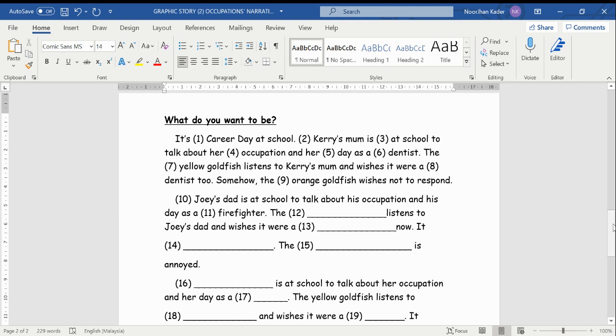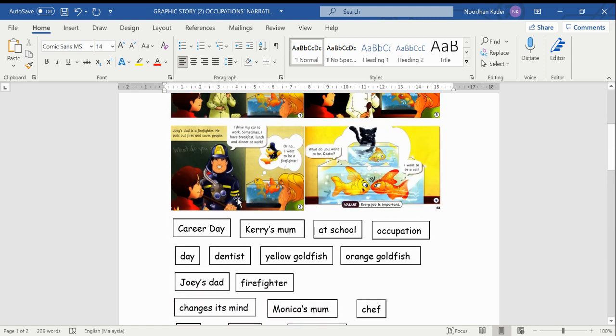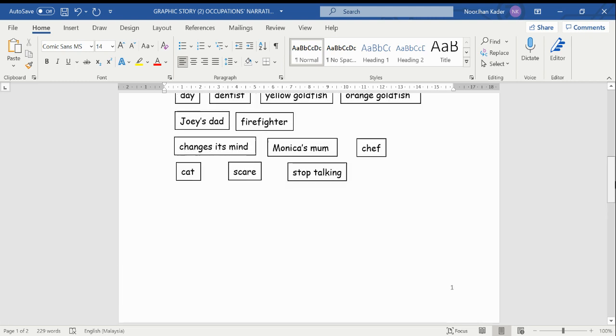Okay, number 12. The dash listens to Joey's dad and wishes it were a dash now. So, which character listens to Joey's dad? Look at the picture here. You can see the yellow goldfish. The face of the yellow goldfish is facing Joey's dad. So the yellow goldfish listens to Joey's dad and wishes it were a now. So it changes its mind.